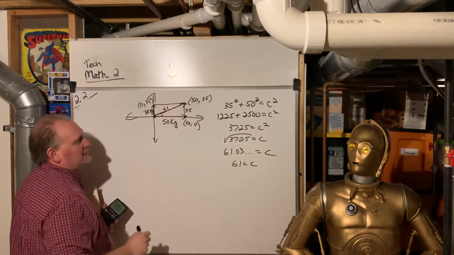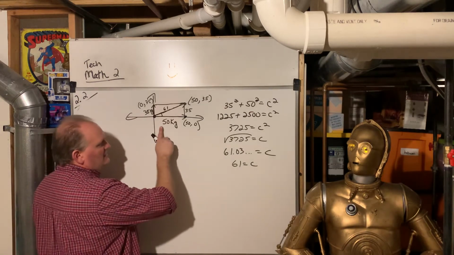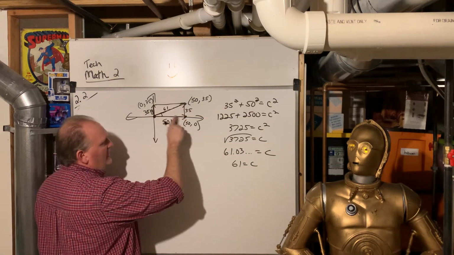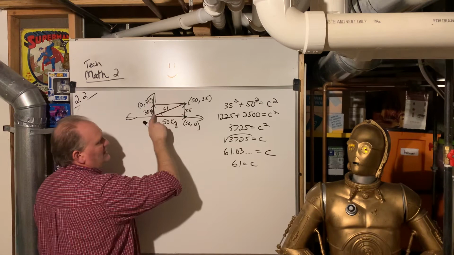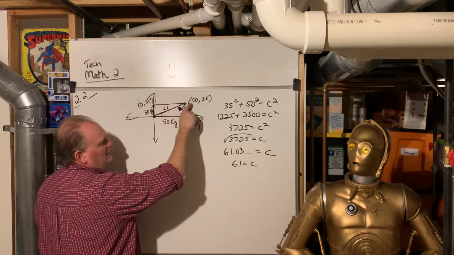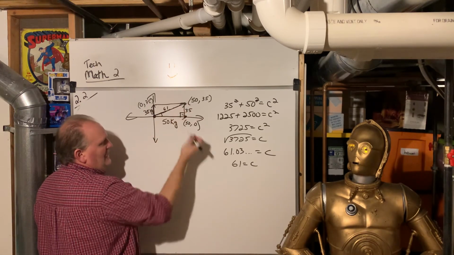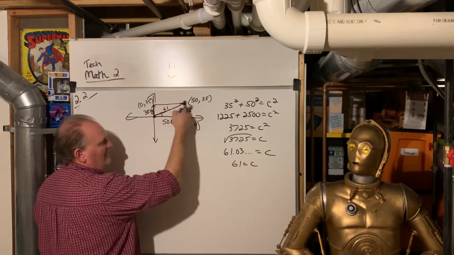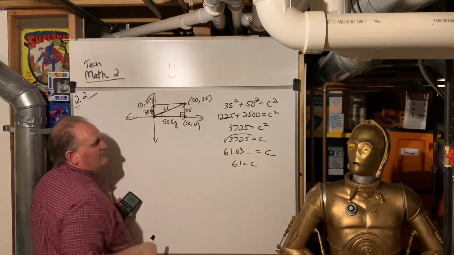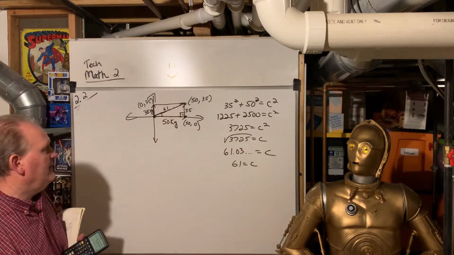It's shooting off at 61, which makes sense, because look, it was going this way at 50, but 35 knocked it up this way, so it's going longer. It's going to be with a 90 degree angle there, the hypotenuse is going to be the longest side, so we knew it was more than 50, all right?